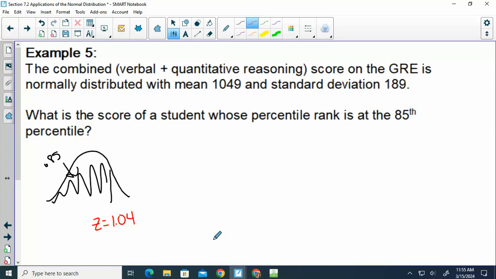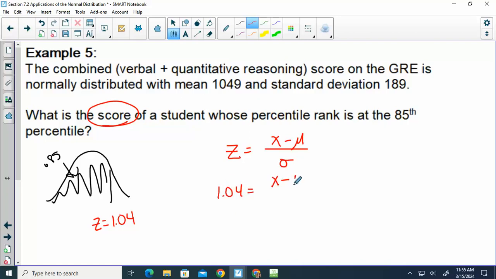So now I know my z. I want the student's score. So think about how a z is found. It's x minus the mean divided by the standard deviation. The z is 1.04. We don't know x.